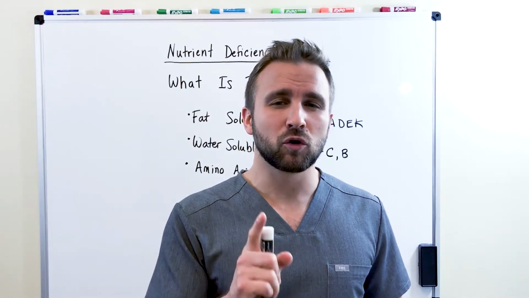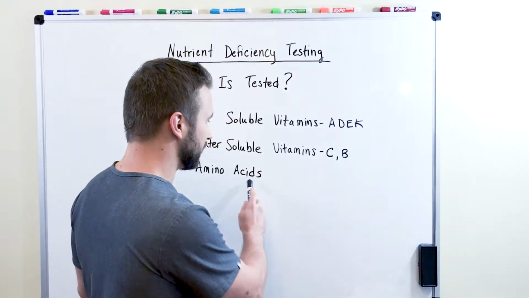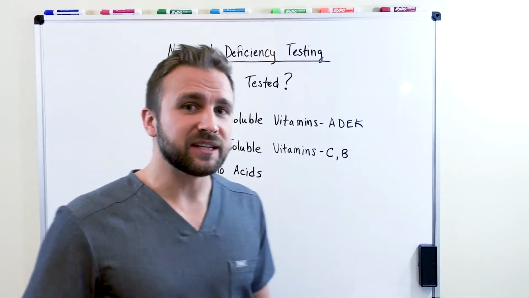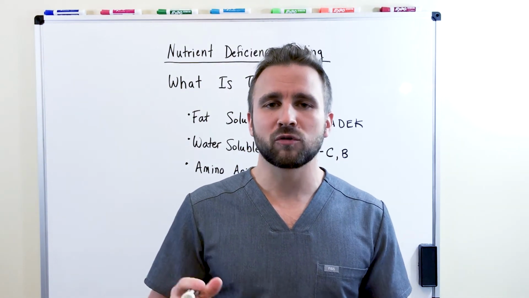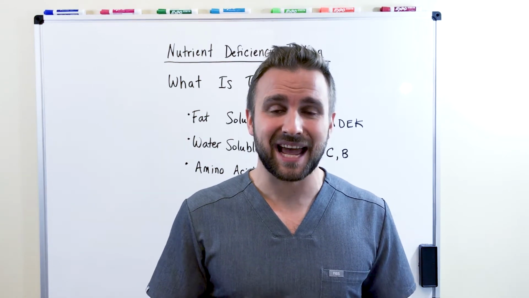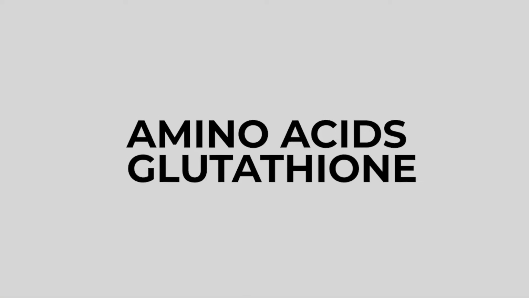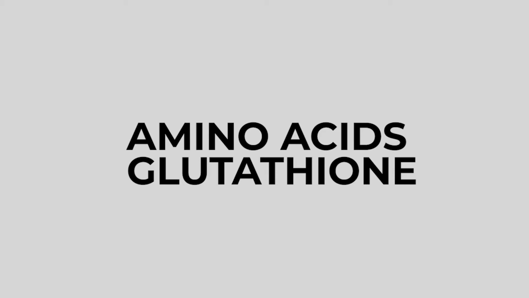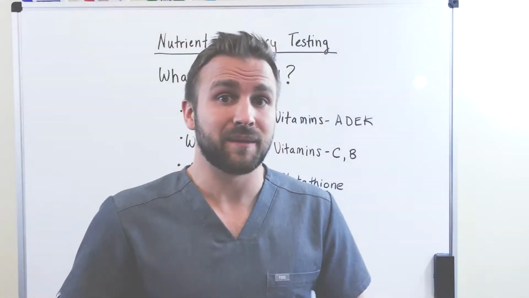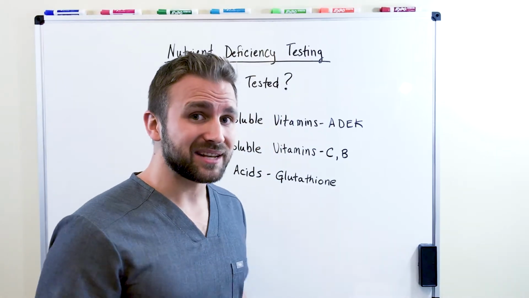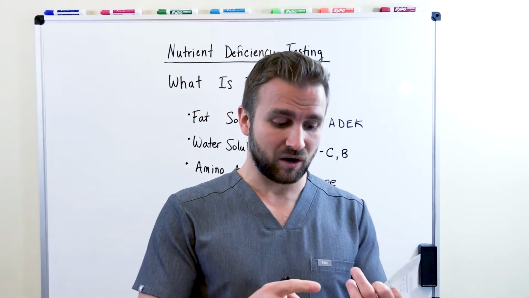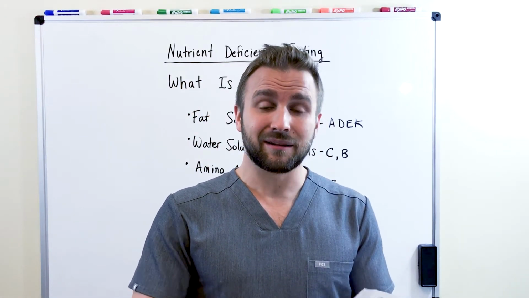And one of the most crucial things that we need amino acids for, and why we test for amino acids, is because there are 3 main amino acids which make up your body's most potent antioxidant, and that is known as glutathione. Now, glutathione is really your master antioxidant in the body. It protects you from so many different things. And glutathione is actually made up of 3 amino acids, which are cysteine, glutamate, and then glycine.